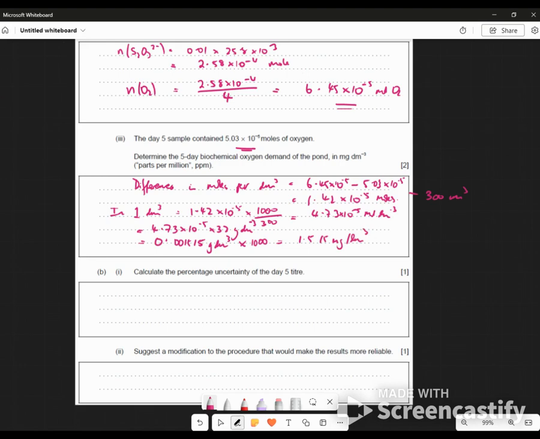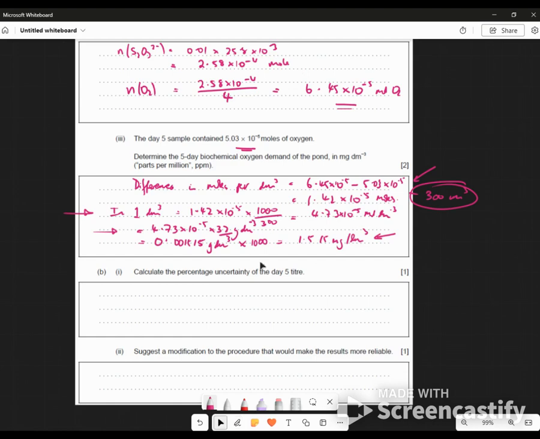Hope that makes sense. It's a bit of a long-winded way of doing it, but there you go. So first of all, we found out the difference in oxygen between day 1 and day 5. But that was only in 300 cc's. So we had to ratio that up to 1,000, and then we get this answer. We had to change moles per decimeter cubed into grams per decimeter cubed, and we do that by timesing by the relative molecular mass. Then we times that by 1,000 to get milligrams per decimeter cubed, and we get that answer. Hope that makes sense at all.